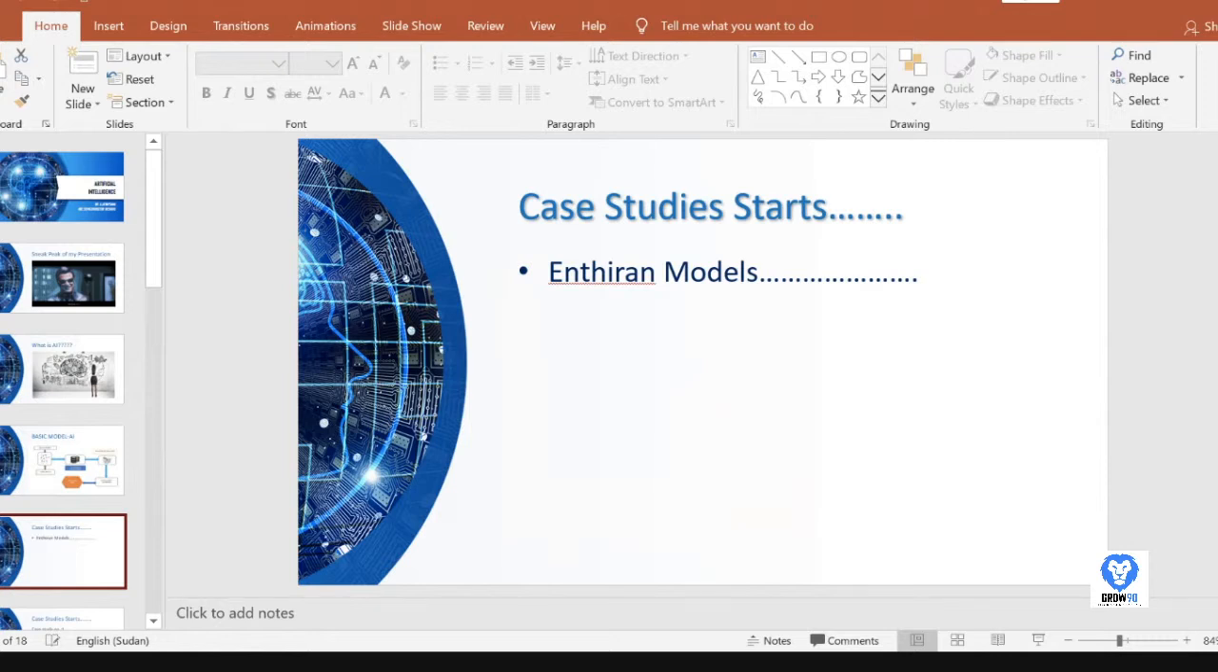So let me start with the basic things of a data model. What is the real-time data model that we people are working on? Let me share this. Yeah, watch this scene as the first scene actually.